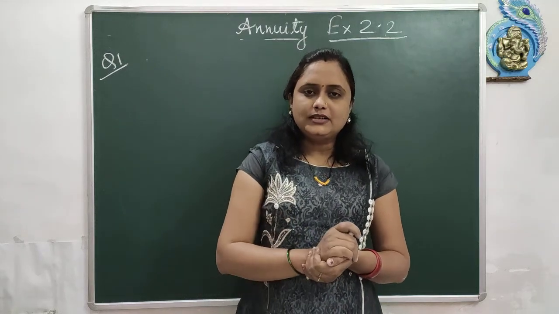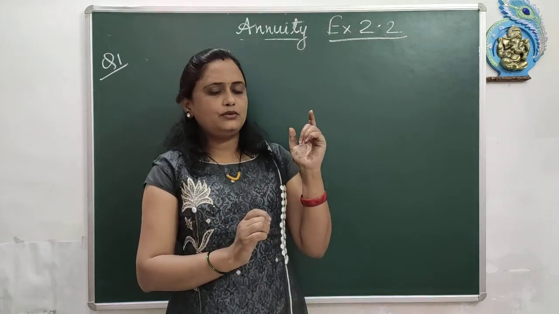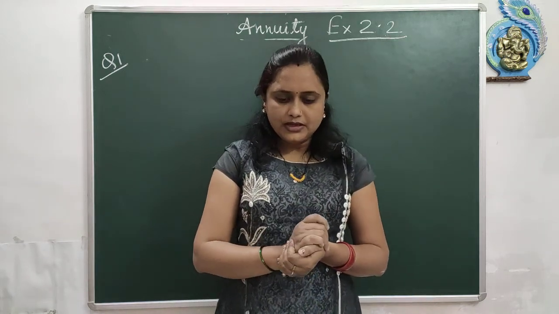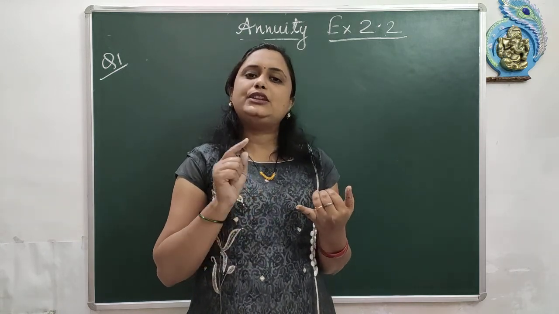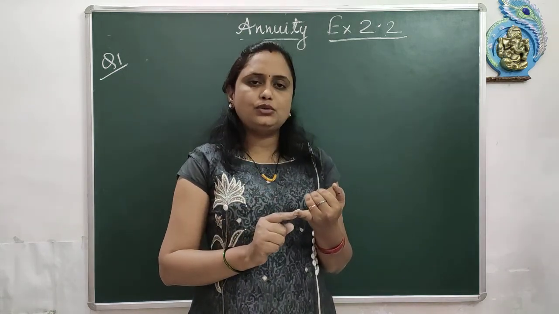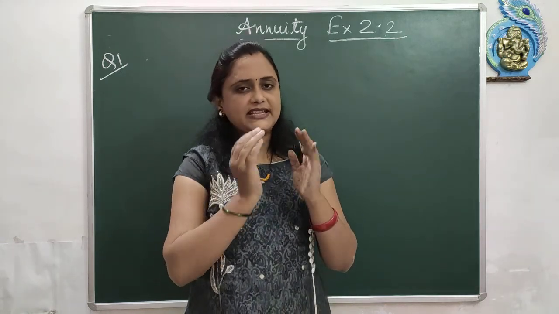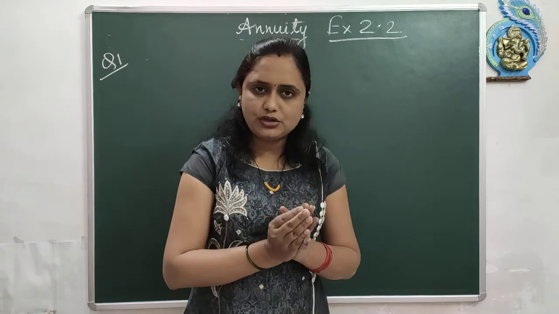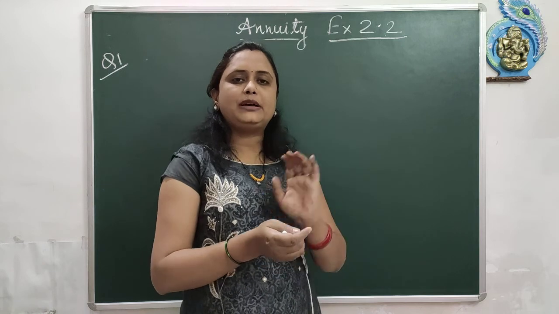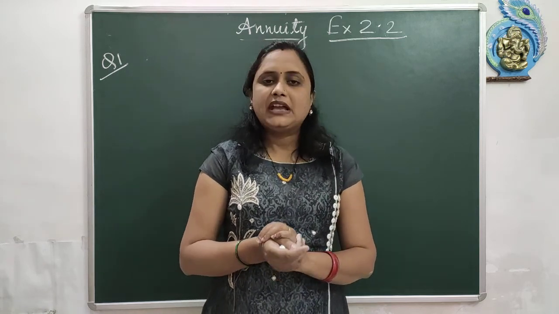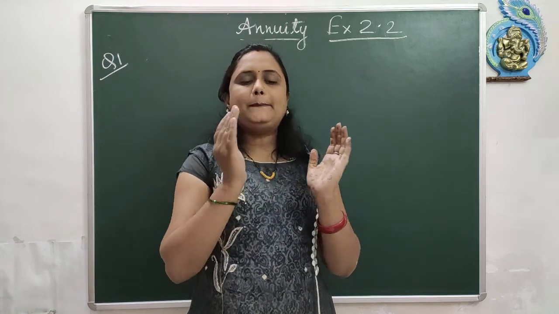Hi everyone. In this video I am going to explain exercise 2.2, question number 1 only. We have studied in the previous video how to find the present value and accumulated value for an annuity immediate and annuity due. I already explained the formulas, and now we'll apply them. I have also explained the relation among A, P and C.